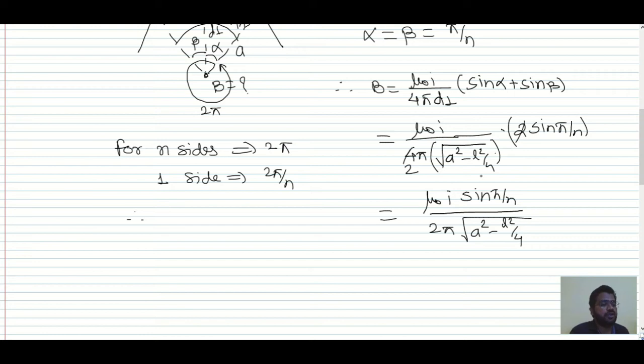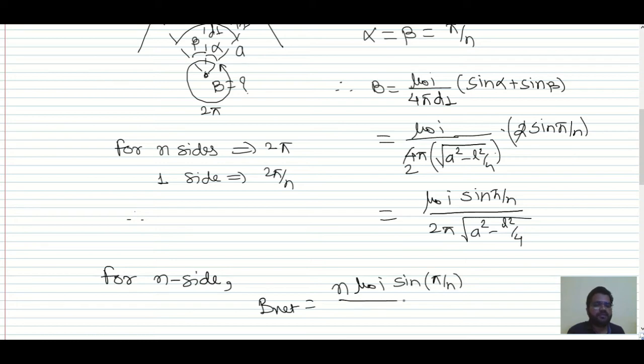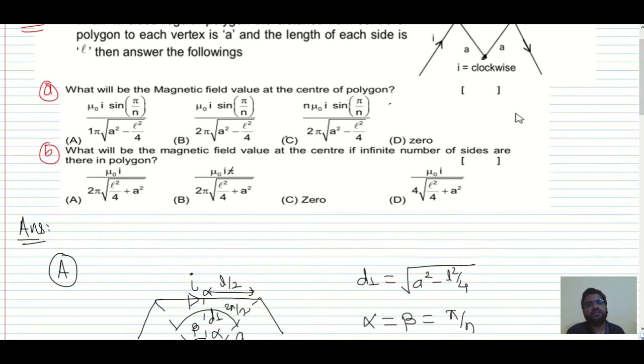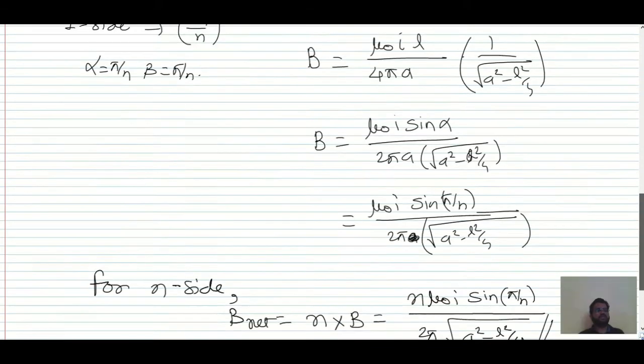Now this is due to the single conductor. Likewise n conductors are there. So for n sides we have the net magnetic field at the center as n times mu naught I sine pi by n divided by 2 pi root of A squared minus L squared by 4. Now check the options. It is given in option C. So that is the answer.